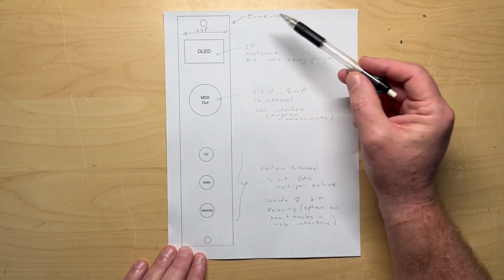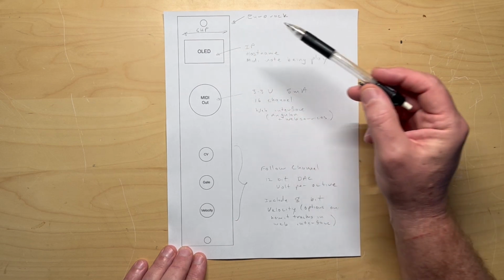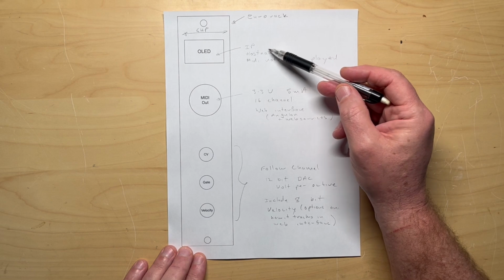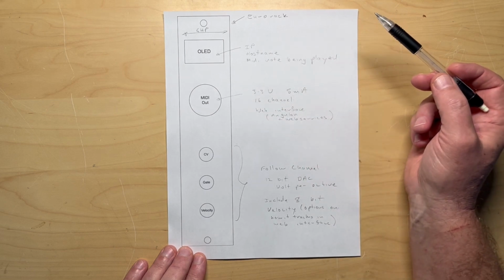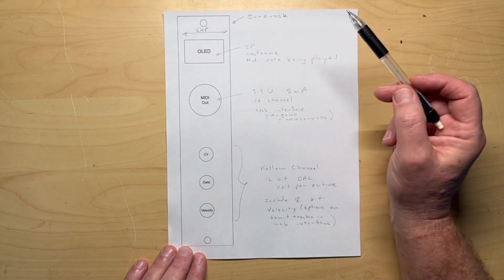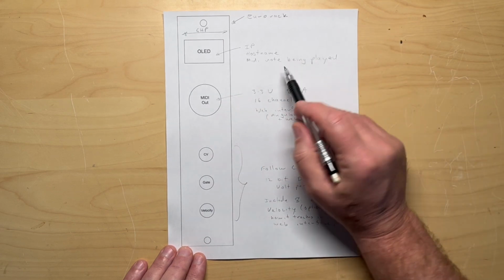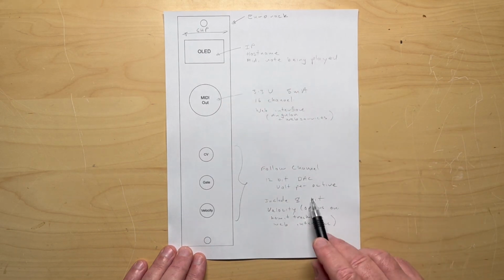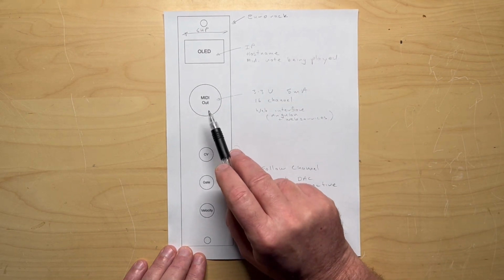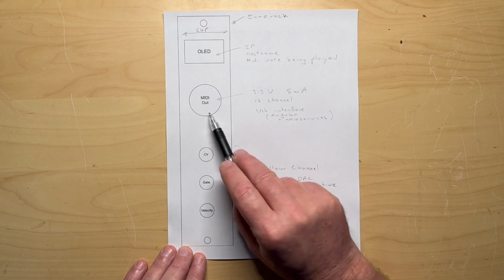It probably changes as I work on it, but have an OLED up the top just to have some basic status information, so like the IP of the Pi in here, host name, and probably display what MIDI notes are being played as it plays notes. I have a DIN socket out, just a normal DIN socket.